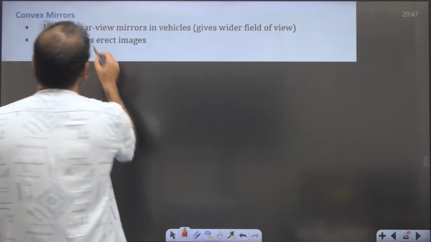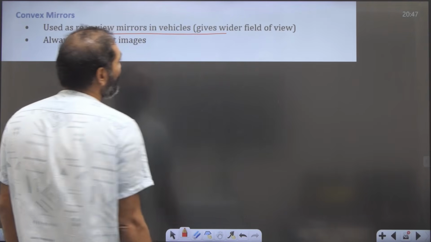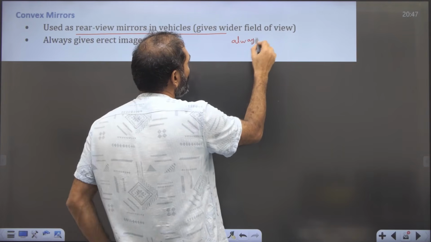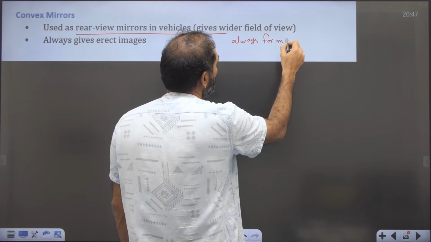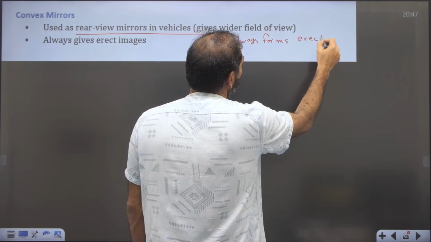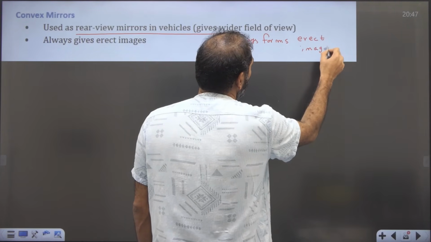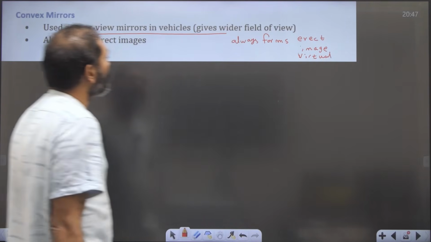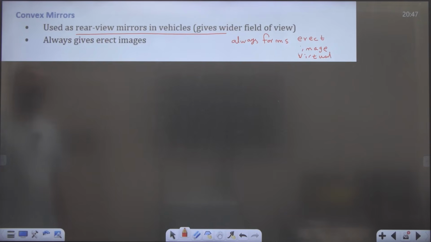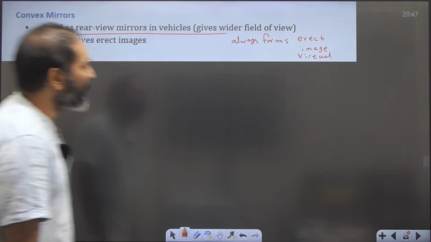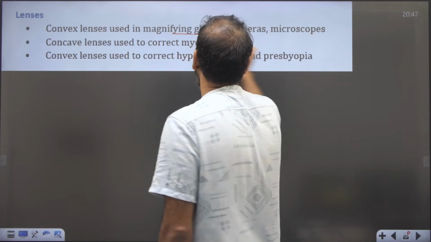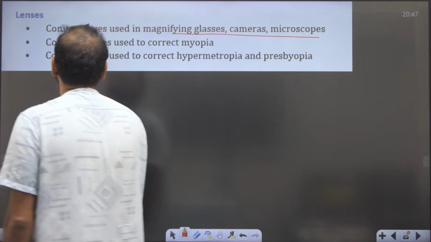Convex mirror is used as a rear view mirror in automobiles, giving a large field of view, and it always forms an erect, virtual image. That is the reason why we use convex mirrors in automobiles. Lenses: a convex lens is used in magnifying glasses, cameras and microscopes.